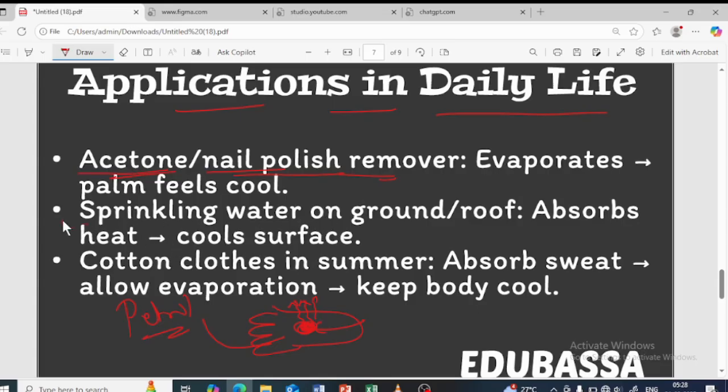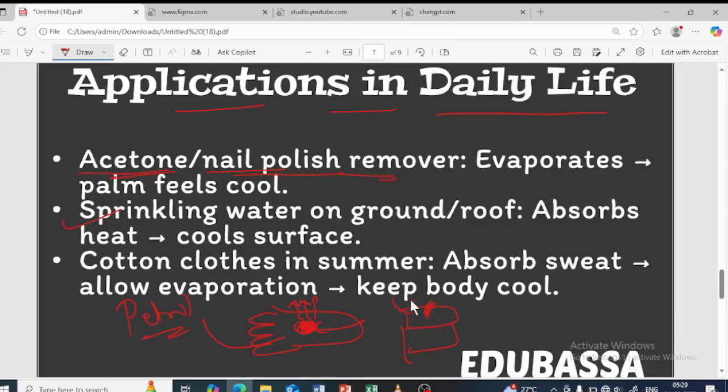Yes. When you're sprinkling water on the ground or the roof during the summer season, you might have observed, those who have a terrace home. Basically your parents might pour water on the roof of your terrace in order to feel cooler. So why are you feeling cooler after that? It is because of the evaporation process. The same thing when you pour water on the terrace, what is going to happen is nothing but the same thing.